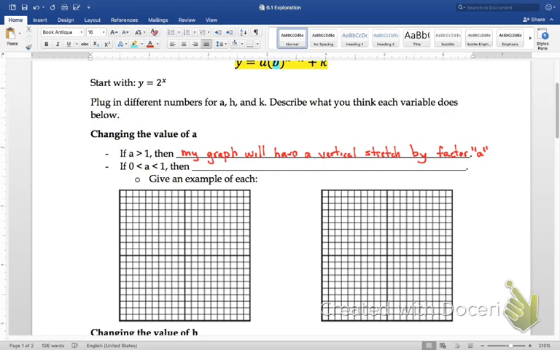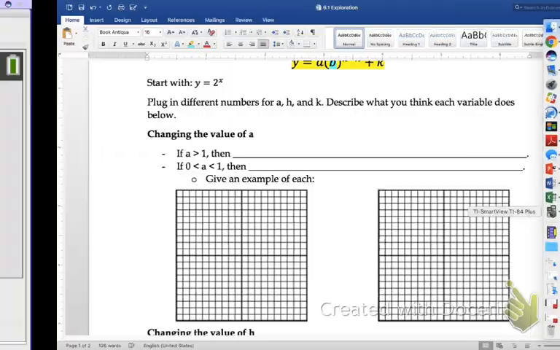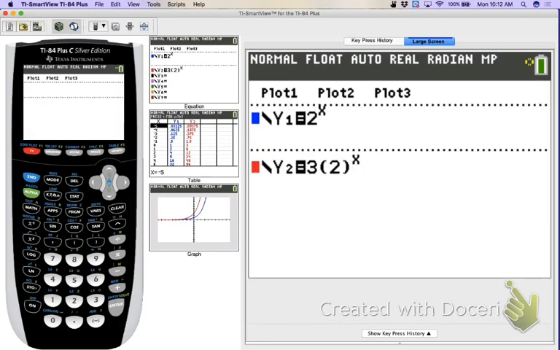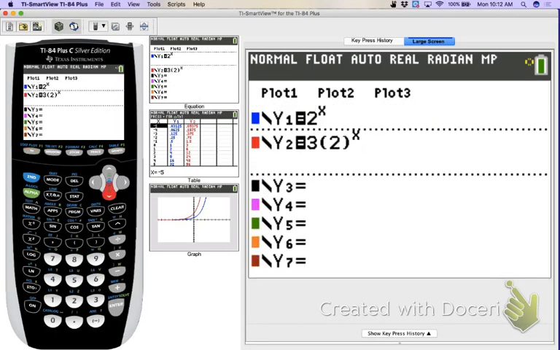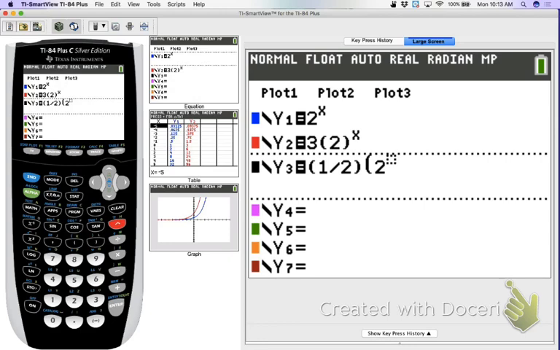So then what do you think is going to happen if I have a value between 0 and 1? What kind of number do I need if it's going to be between 0 and 1? A fraction. So instead of having 3 times 2 to the x power, what number do you want in front? Okay, I'm going to go with 1/2. I'm going to put it in parentheses, and then take the 2 to the x power.